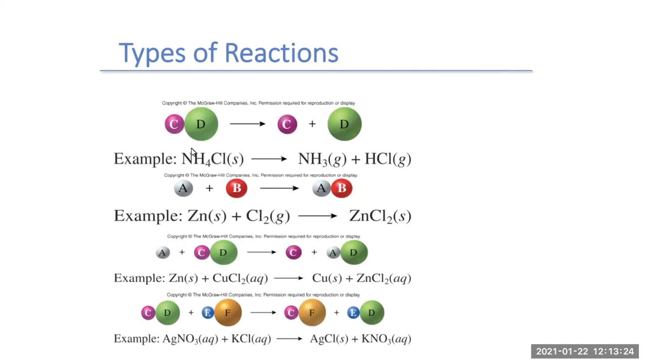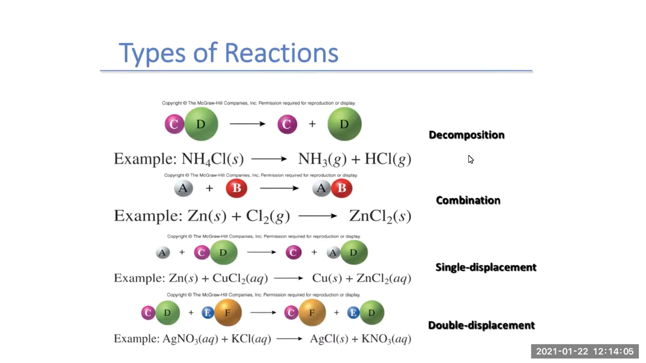So looking at the first one, we have ammonium chloride turns into ammonia plus HCl. This would be an example of a decomposition. Then we have zinc and chlorine, and we combine them together to make zinc chloride. As you can see, it's a combination reaction. Next, we have zinc and copper chloride, which turns into copper and zinc chloride. For that one, we call it a single displacement. And then finally, we have silver nitrate and potassium chloride turns into silver chloride and potassium nitrate. That we call a double displacement. So these are our four main types of reactions that we're going to briefly look at.